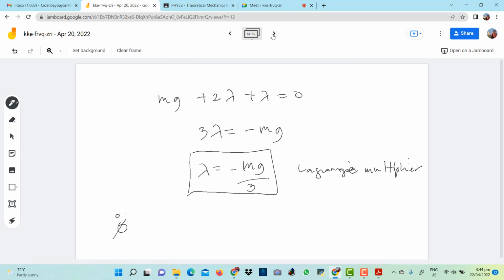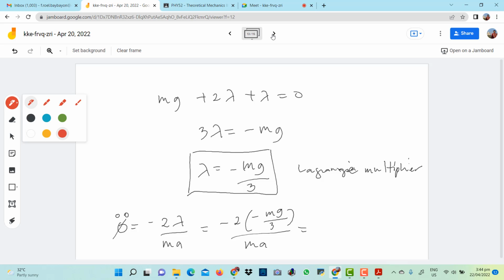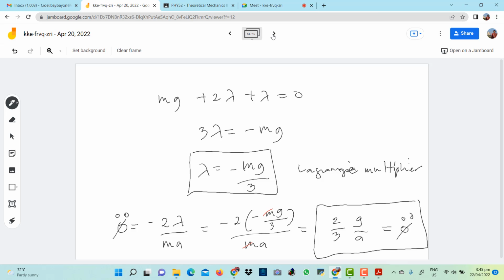So we can solve for phi double dot, which is 2 lambda over m a. So we have minus 2 times lambda, which is minus m g over 3, over m a. The negatives cancel, and m cancels. So as you can see, your answer is equal to 2 over 3 g over a, which is the same as what we got in method 1. Phi double dot is equal to 2/3 g over a.